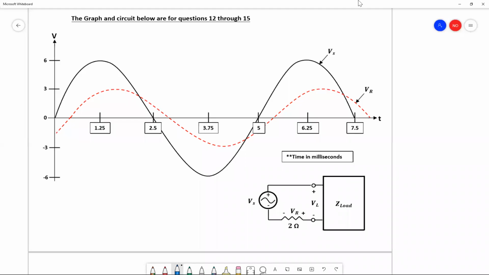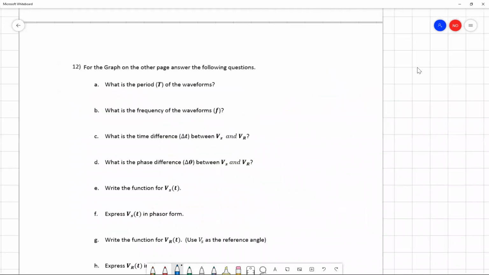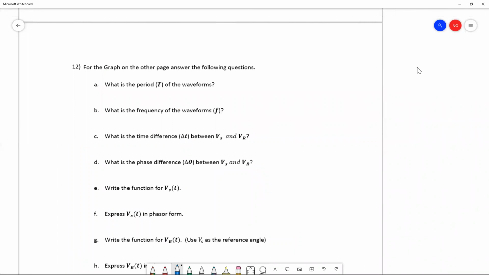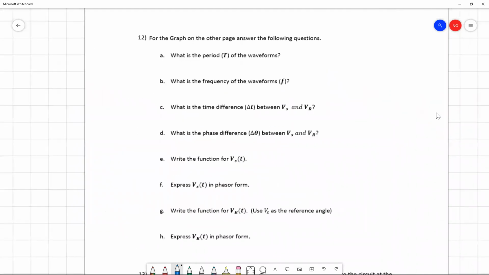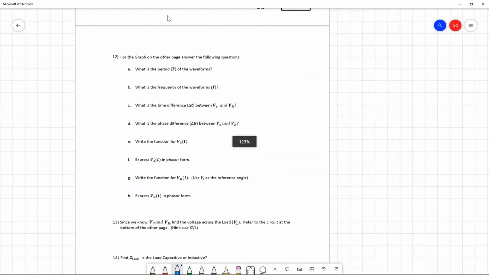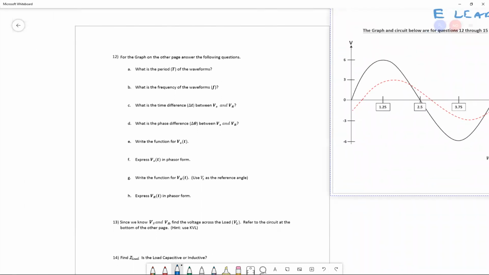Hello. So we're going to be going over problems 12, 13, 14, and 15 for the EE301 12-week review packet. These problems all concern this graph shown, so we're going to be referencing it throughout. The first one, number 12, is seeing if you understand the different properties of a sinusoid using the graph. We're going to have these side by side so that you can see them.